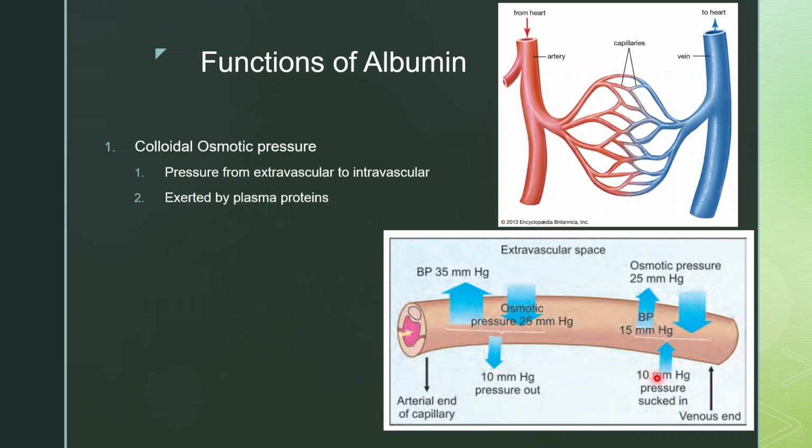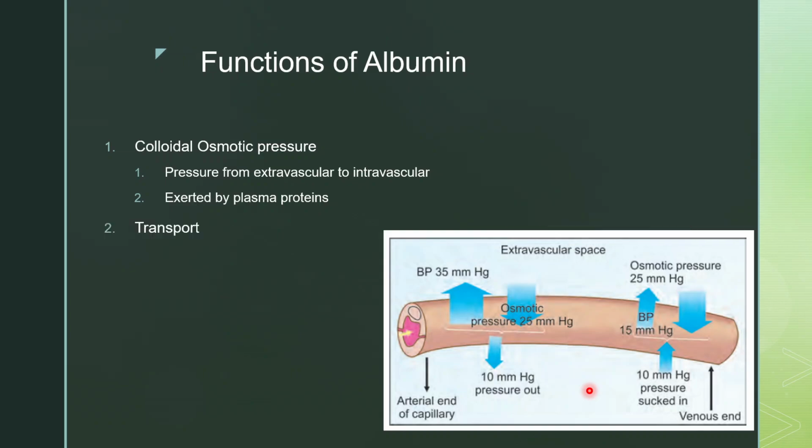Now at the venous end, again the blood pressure is 15. The osmotic pressure here again is 15, because we have low albumin levels, so the colloidal osmotic pressure is also low. As a result, the blood pressure and the colloidal osmotic pressure become the same. So the fluid which had come out from the intravascular space does not go back in. As a result, the fluid starts accumulating in the extravascular or interstitial space, resulting in edema. So this was about colloidal osmotic pressure.